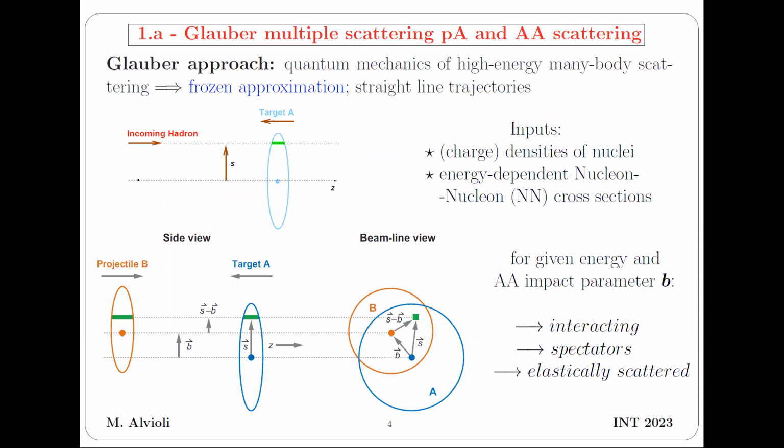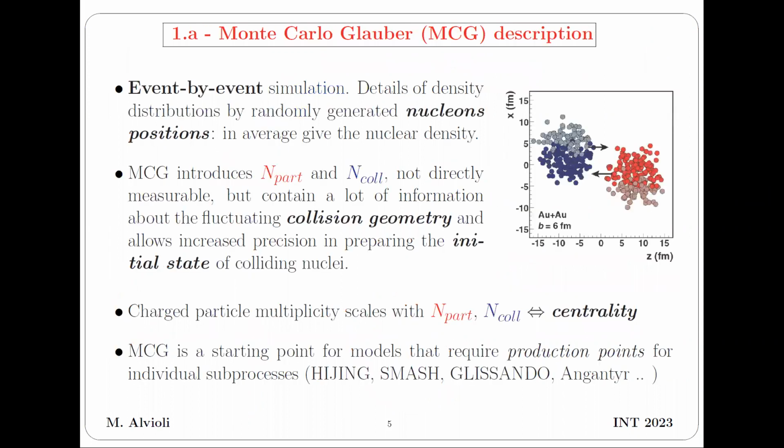Briefly, the Glauber approach. This is the quantum mechanical approach for high energy many-body scattering. The basic assumption of the Glauber approach is the frozen approximation for the projectile traveling on straight line trajectories. Inputs of the models are charge densities of nuclei and energy dependent nucleon cross sections. This is valid for pA and it's valid for AA, and one can describe interacting matter, spectators, and elastic scattering, and so on.